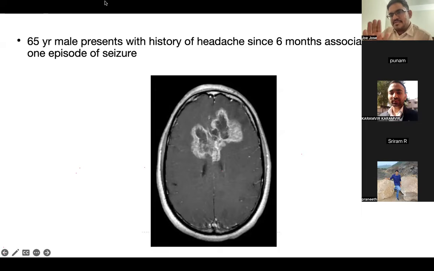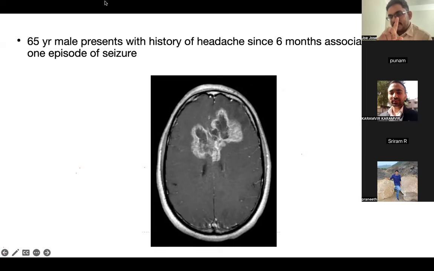Okay. So you start off with maximal safe resection, right? Once you've done maximal safe resection, then you give adjuvant CTRT. CTRT consists of 60 Gray in 30 fractions with concurrent temozolomide, 75 milligram per meter square, given day 1 to day 7. Then you give adjuvant temozolomide.